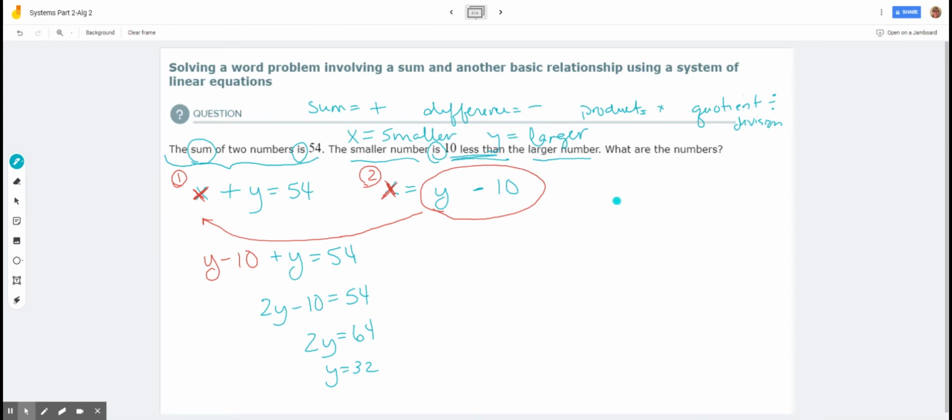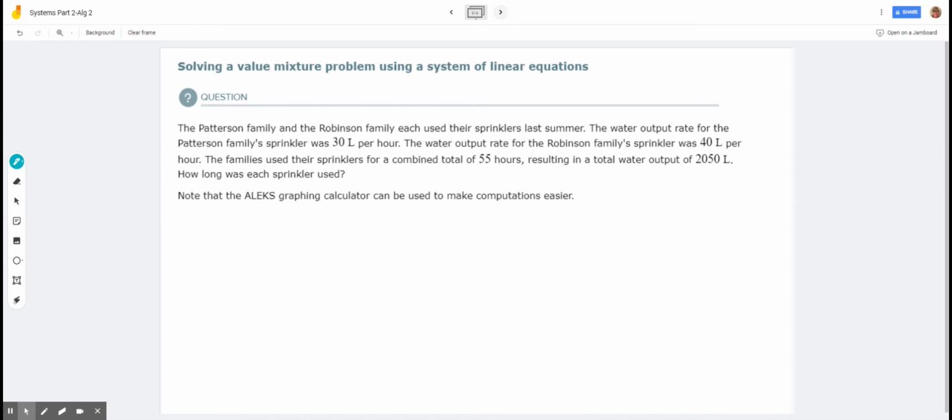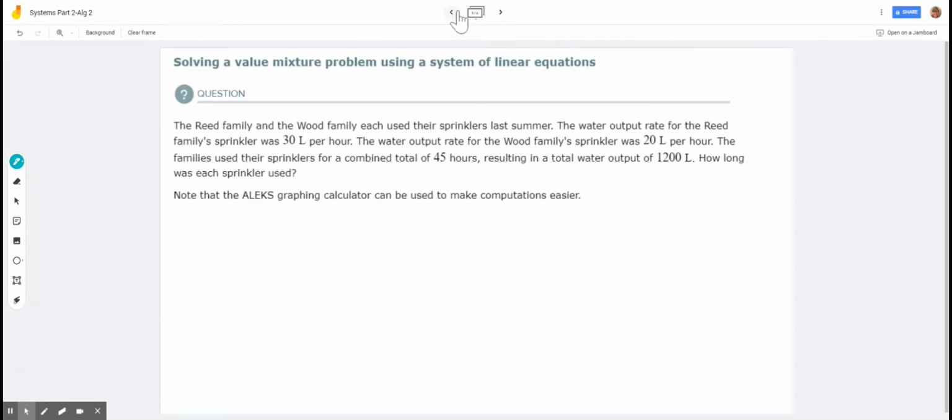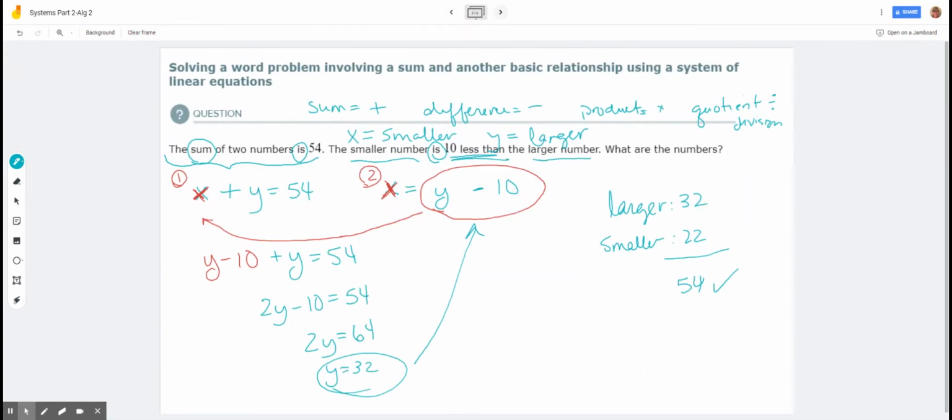So that's what it says the larger number is. We could say the larger is 32. The smaller is going to be 22. Why? Because look, it says the smaller number is 10 less than. Now let's check it. Do they add up to 54? Yes, they do. Therefore, it checks. You're going to get a lot that are very similar to this. I didn't give you a second problem like that. I guess I didn't. That's okay. Here we go.